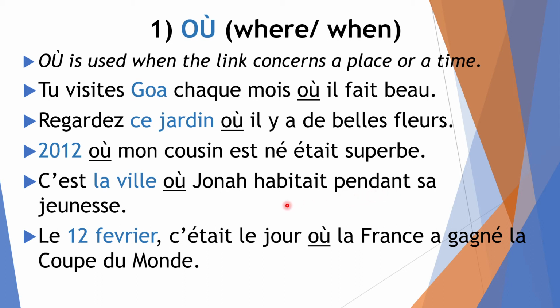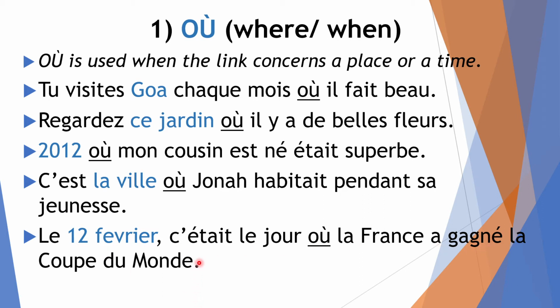So what is repeating in the two sentences? La ville, okay, the city. So la ville is a place, so you will have to use où in the blank. Then, le 12 février, c'était le jour dash la France a gagné la Coupe du Monde.